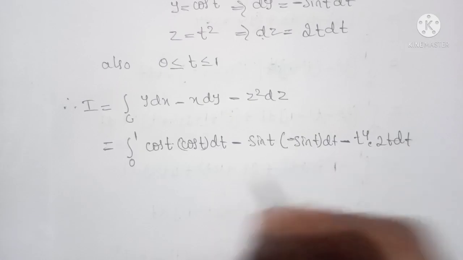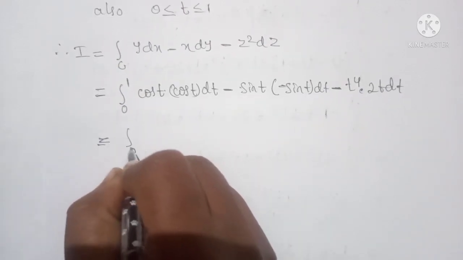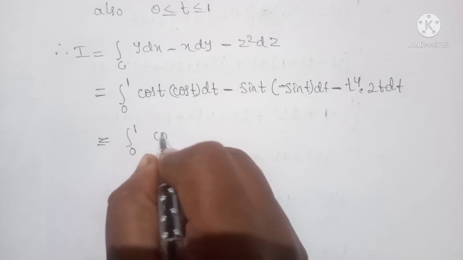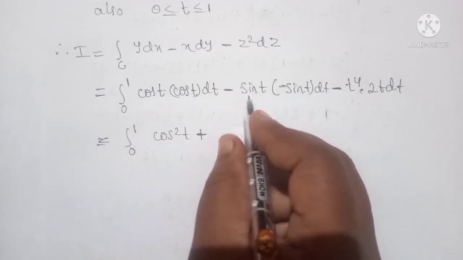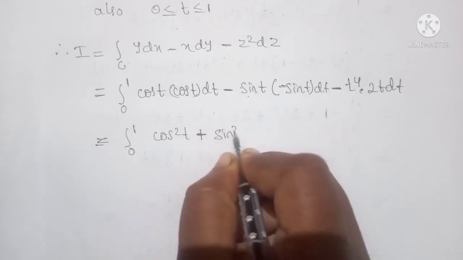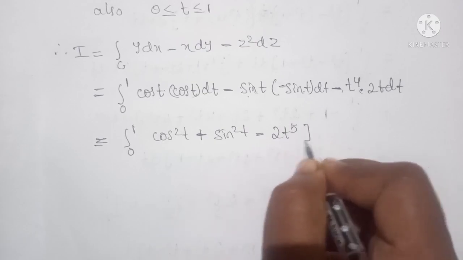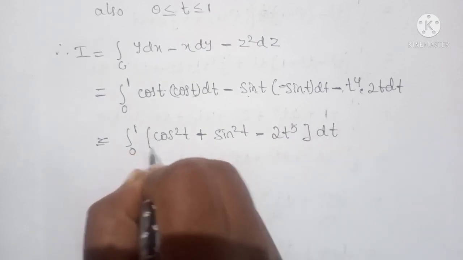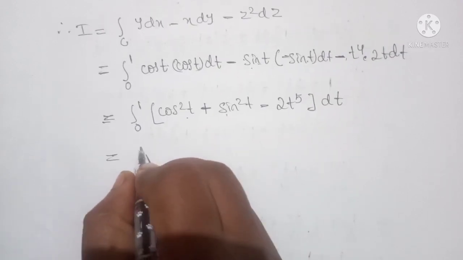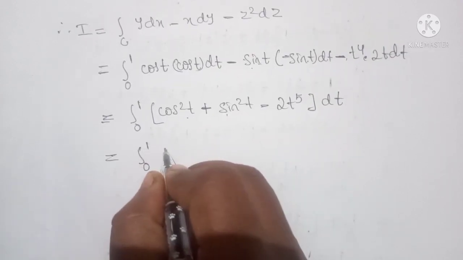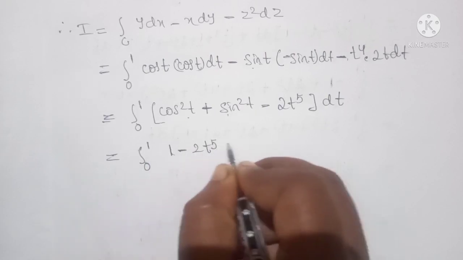Further simplifying this, we get the integral from 0 to 1 of cos into cos, cos square t, minus into minus plus sin into sin, sin square t, minus 2t power 5 dt. But we know that sin square theta plus cos square theta is equal to 1, therefore it is the integral from 0 to 1 of 1 minus 2t power 5 dt.